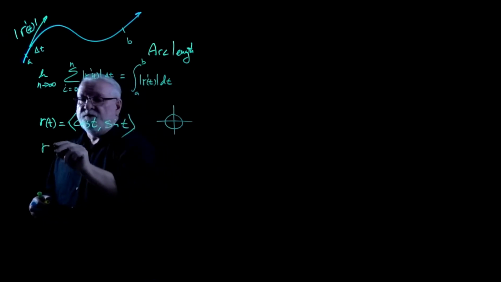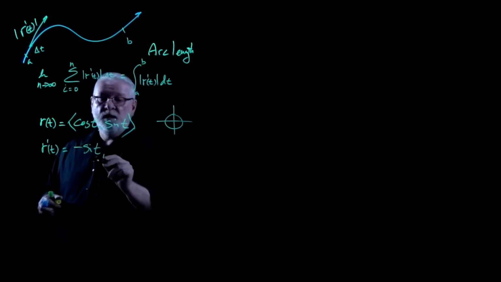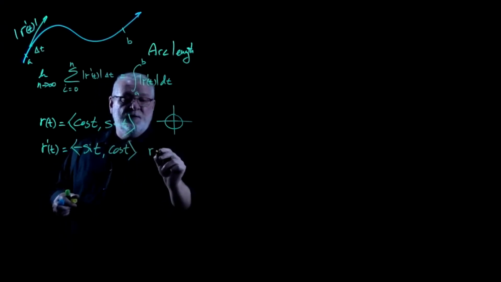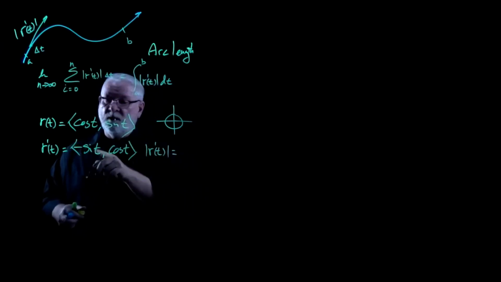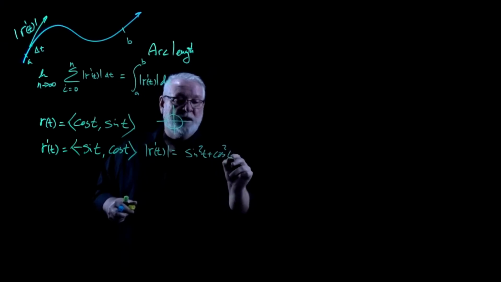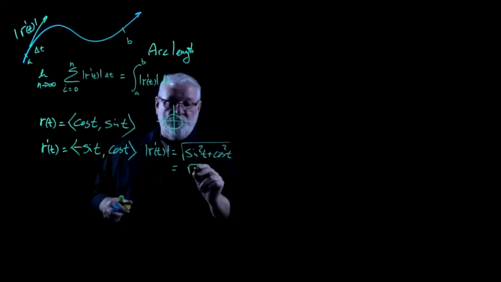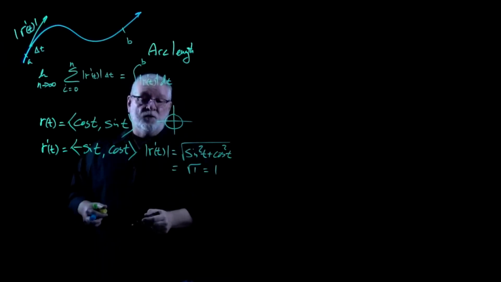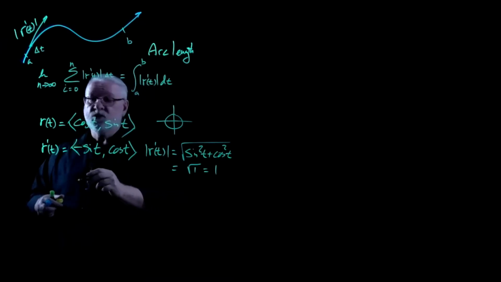Well, the first derivative of r(t), r prime of t, would be equal to <negative sine t, cosine t>. Further, the magnitude of r prime of t would then be equal to the square root of sine squared t plus cosine squared t. And of course, this is equal to 1, and the square root of 1 is equal to 1. That means the integrand for our integral for arc length is just going to be 1. In this case, it turns out not to be too terrible.